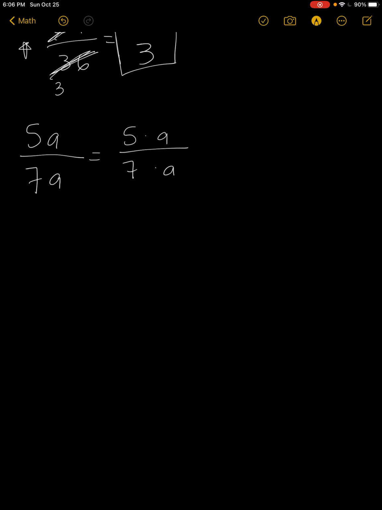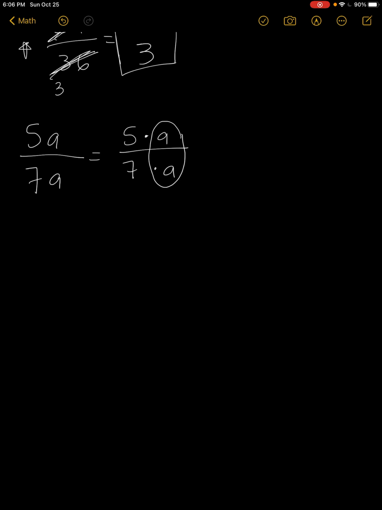Okay, so now let's do this with variables. Let's say I have 5 times a over 7 times a. Again, if we want to write this out, 5a is just 5 times a, right? And again, we have a over a.